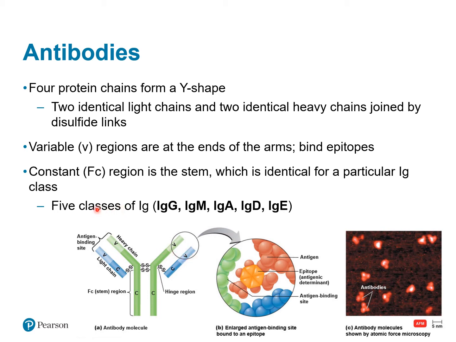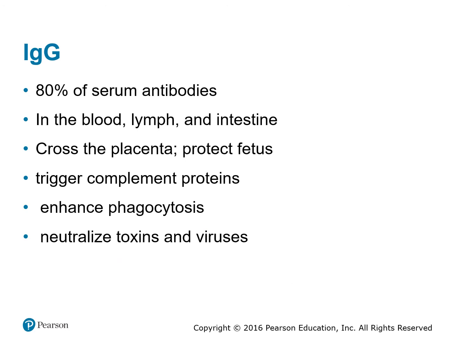There are actually 5 classes of antibodies that we are going to talk about. Another name for antibody, by the way, is immunoglobulin. So that's why we abbreviate it as Ig. So immunoglobulin, antibodies, they're the same thing. And so we have 5 groups of those antibodies, or these immunoglobulins, that we are going to talk about. The first one is immunoglobulin G, antibody G.